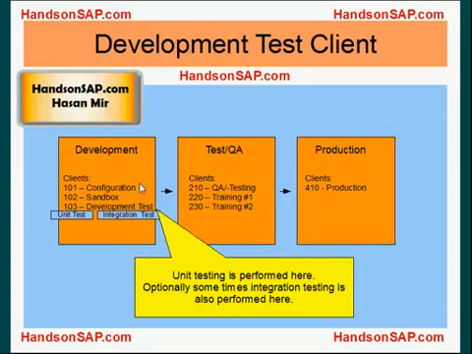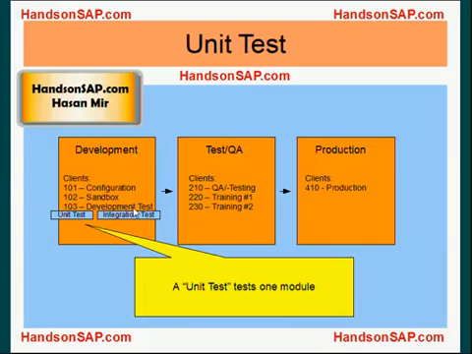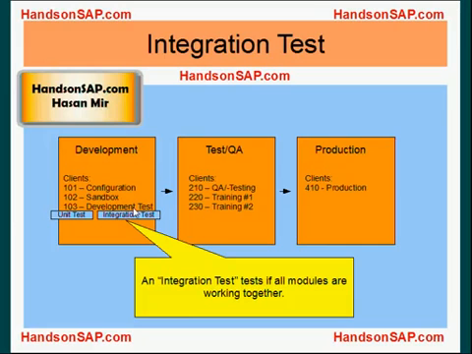Now, usually once the configuration has been copied over using the transport vehicle, the development team would do testing in client 103, the development test client. Okay, now unit testing is performed here, and sometimes integration testing is also performed in this client. Now, unit test is basically testing of one module, and integration test is you test all modules together to see if they're working together or not, because testing modules individually doesn't guarantee that they would work together, because there are interfaces between the modules.